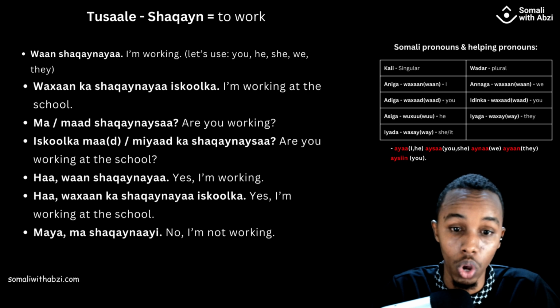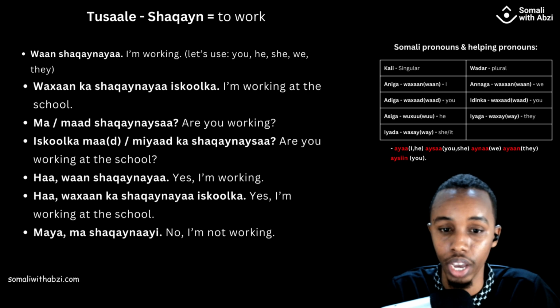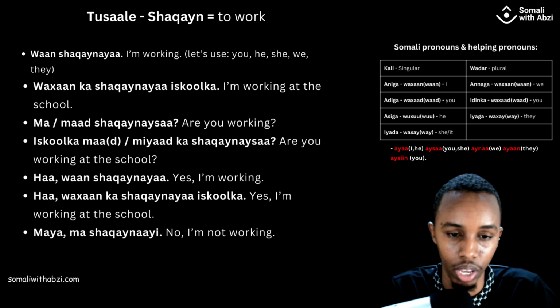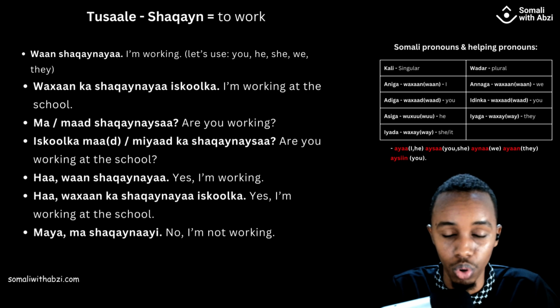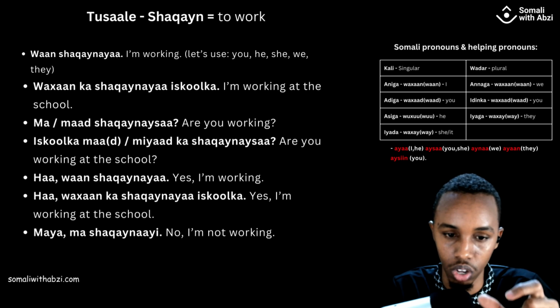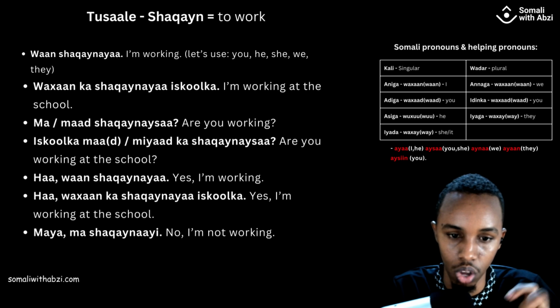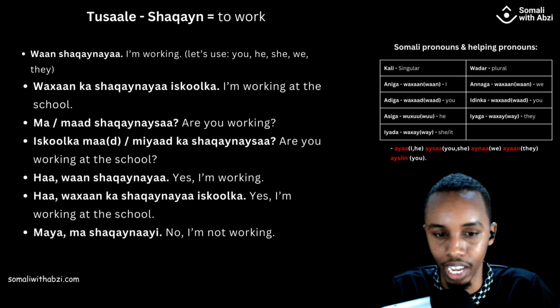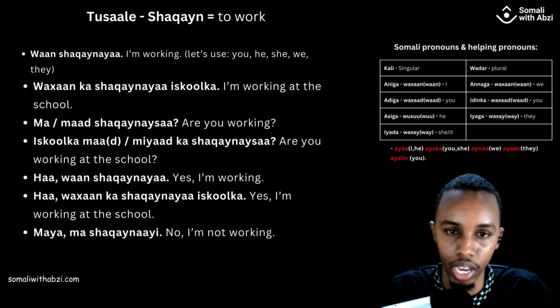So the next sentence was a complete question. Are you working at the school? Iskoolka ma ka shaqaynaysaa? So you would just say ha only, or you just say waan ka shaqaynayaa only. You don't have to say ha waxaan ka shaqaynayaa iskoolka. This is very useful, to say ha. And then if you're going to say a negative answer like no, I'm not working, again, it's recommended to just say only one of the shortest answers. Only maya or ma shaqaynayo. So you don't have to say maya ma shaqaynayo. Just say maya or ma shaqaynayo.